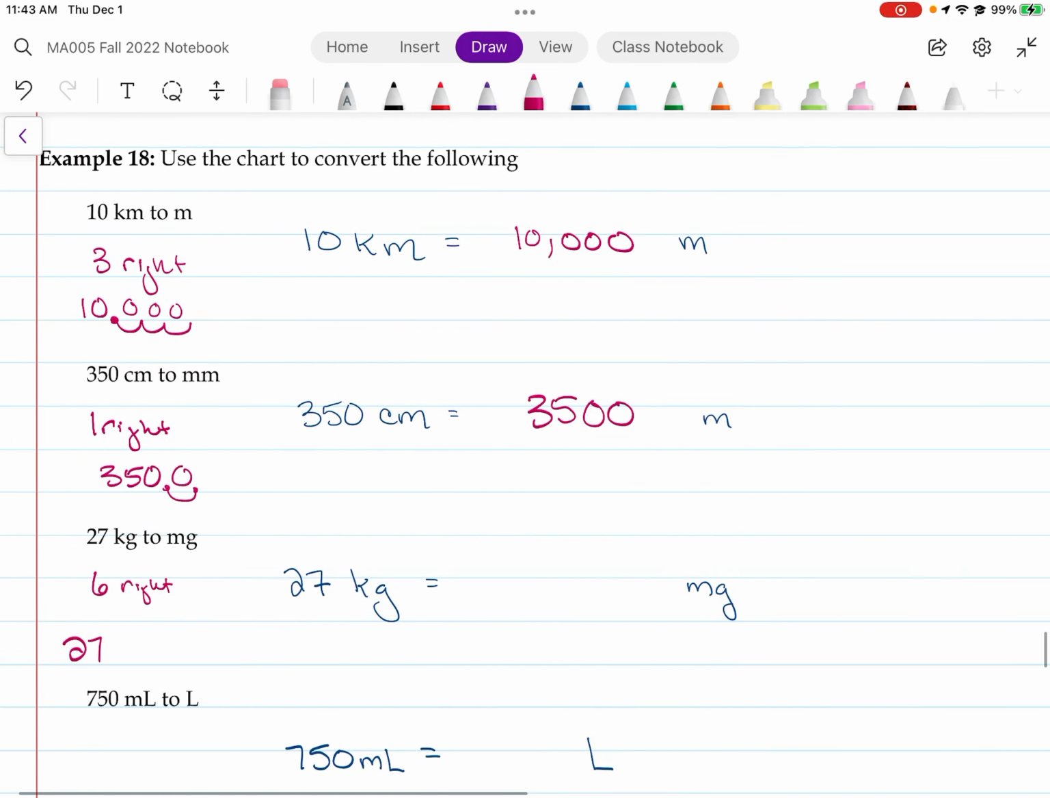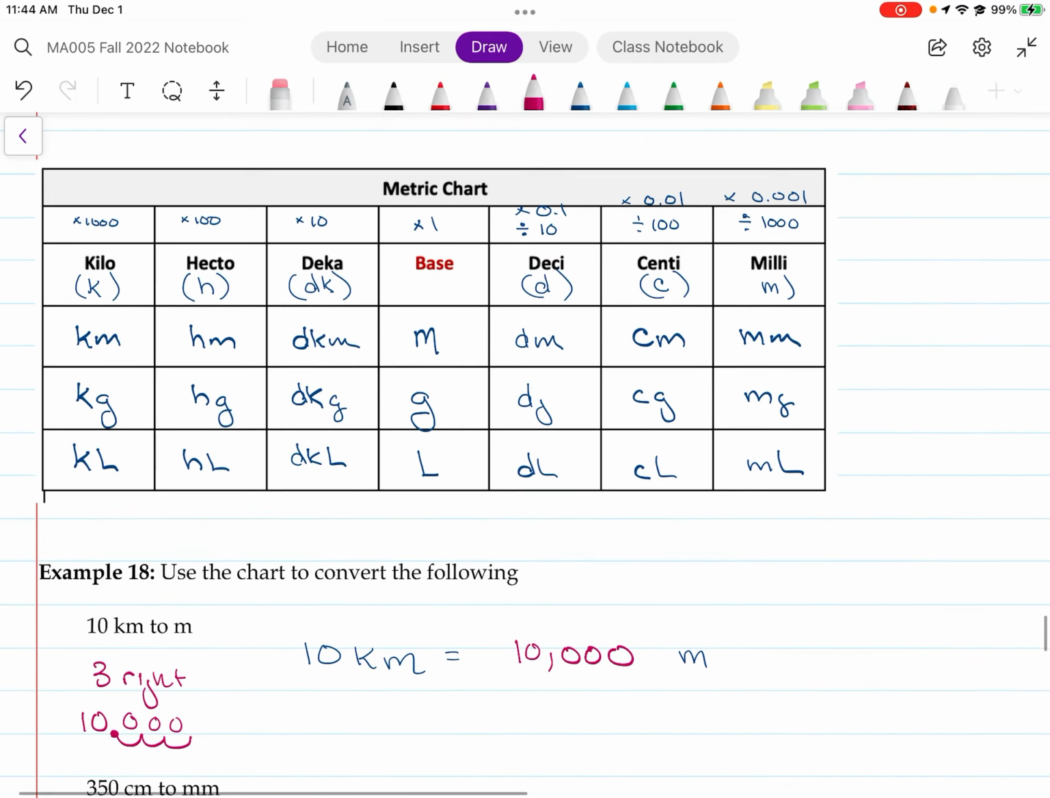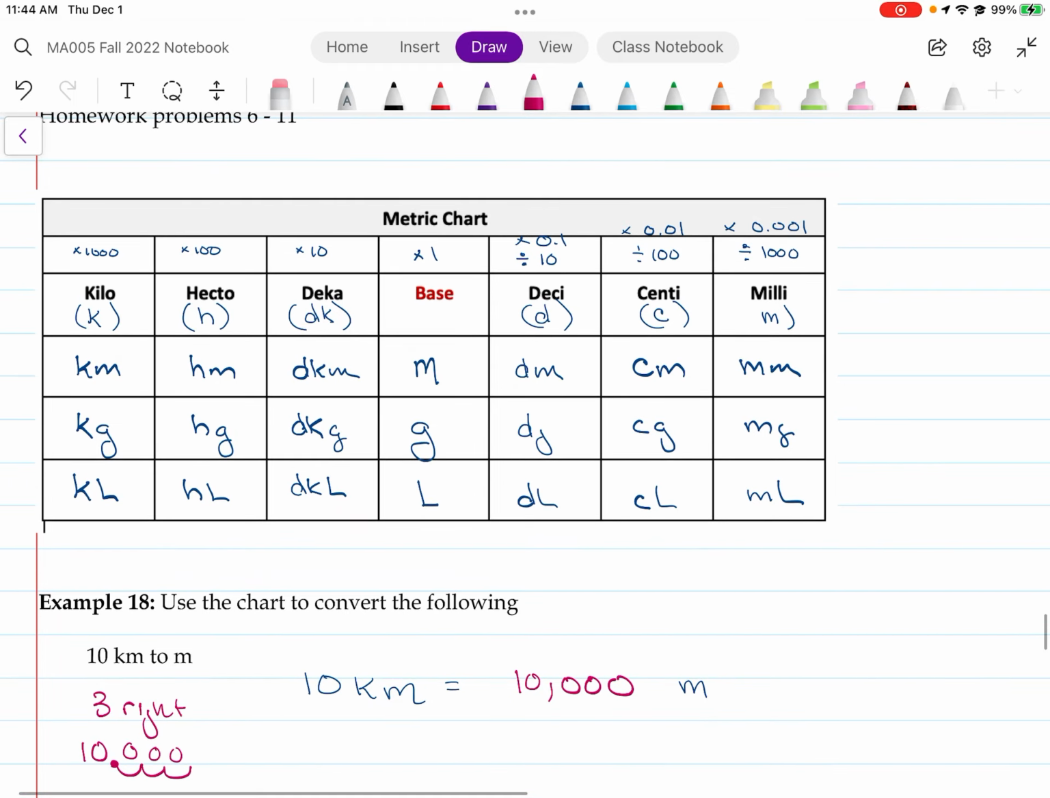So we've got 27, and that's the decimal place, and we're going to go 1, 2, 3, 4, 5, 6. In other words, add 6 zeros. The other nice thing about this is that it's very much based on the base 10 number system.